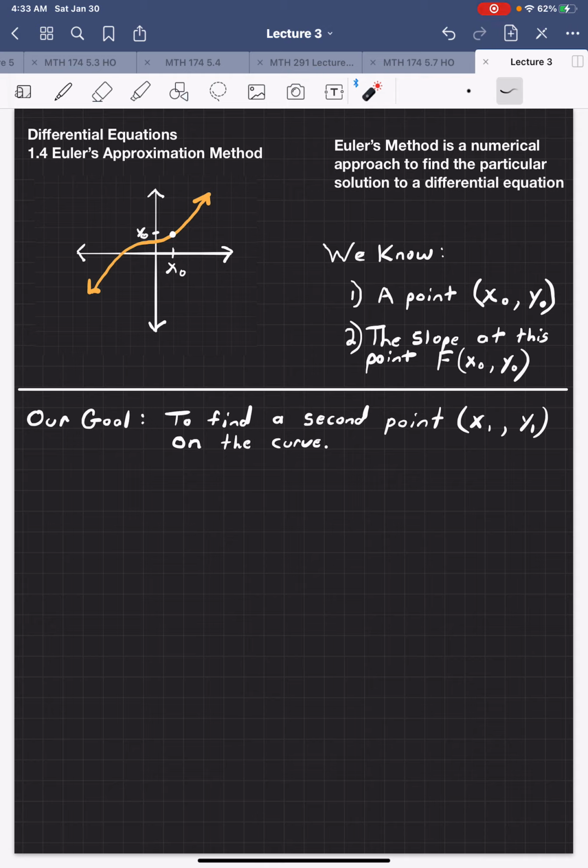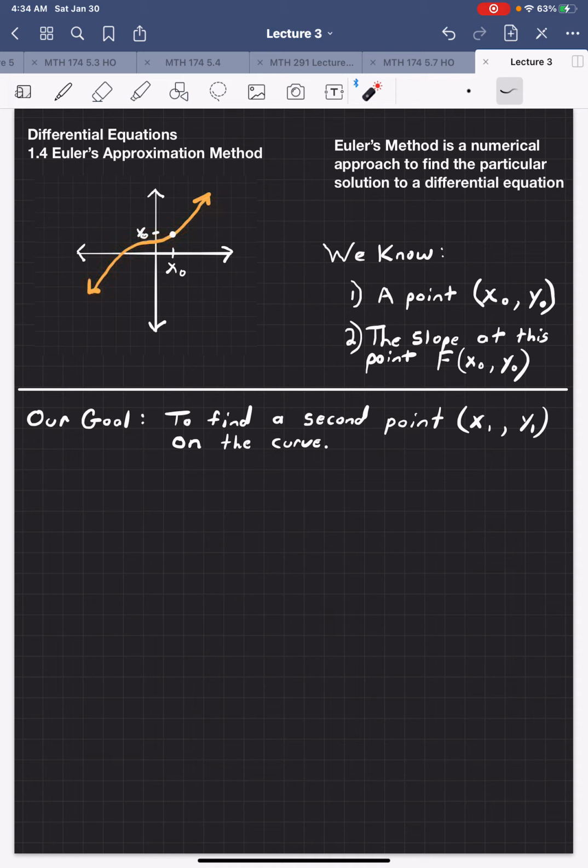But let's recap. Recall that we were looking for solutions to differential equations, right? We discussed that solutions can come in the form of a general solution or a particular solution. So geometrically, take a look at my orange curve here. A general solution would basically be a family of solutions, right? One of infinite possible solutions. Whereas a particular solution would be the exact solution that we were looking for.